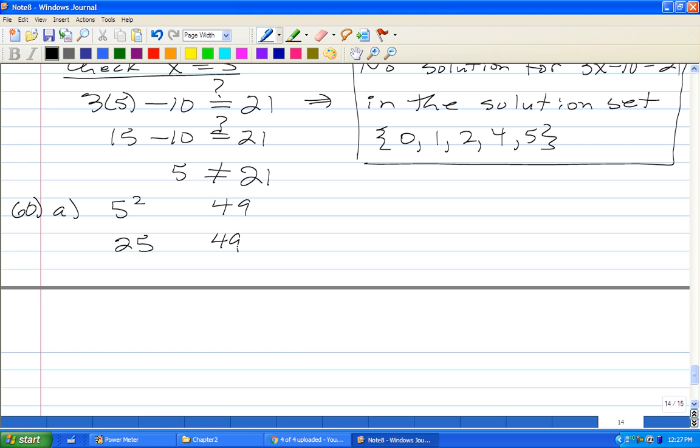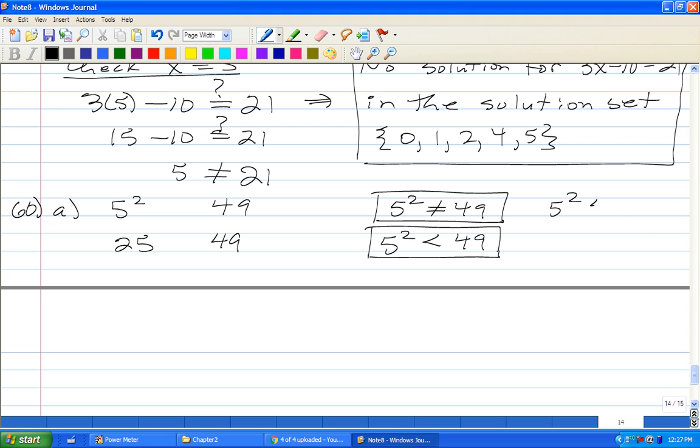Well, I know that 25 is less than 49. Is 25 equal to 49? No, that's not correct. But 25 is not equal to 49, and that's a true statement. Less than: is 25 less than 49? Yes. Is 25 less than or equal to 49? Yes.